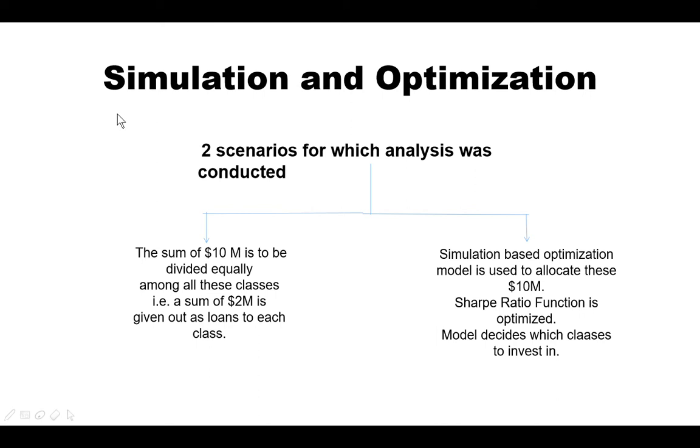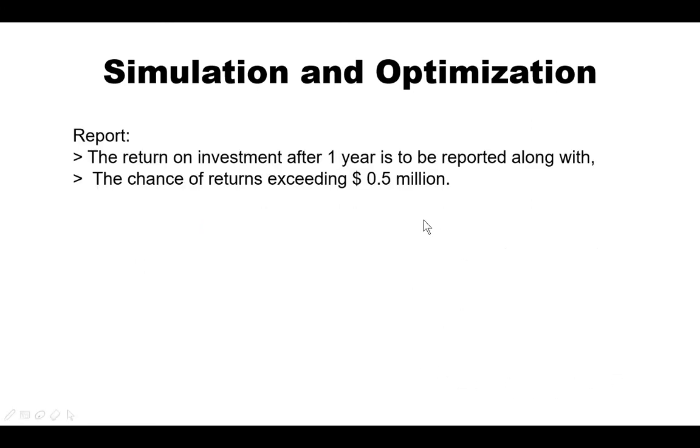And then there was the simulation and optimization task. In this, we had to conduct our analysis on 2 scenarios. In the first scenario, the sum of 10 million was divided equally, 2 million for each of the classes. And the second scenario was that we had to build a model to allocate these funds. A Sharpe ratio function was used for the optimization process. And we then report the return on investment after 1 year and the chances of it exceeding $0.5 million.